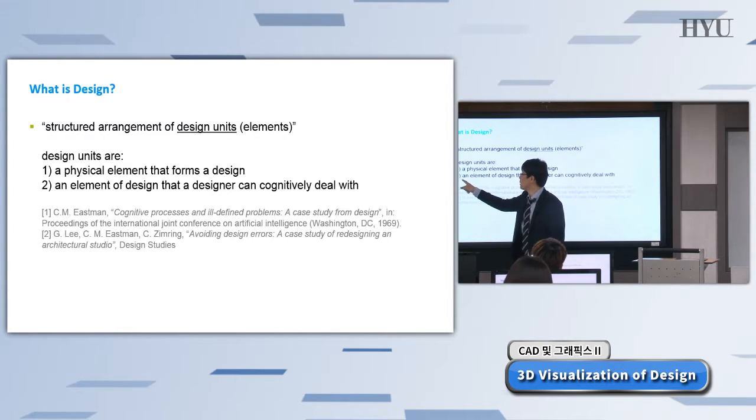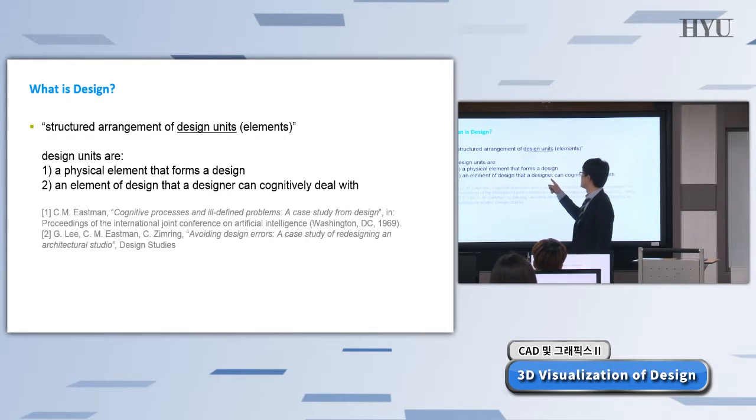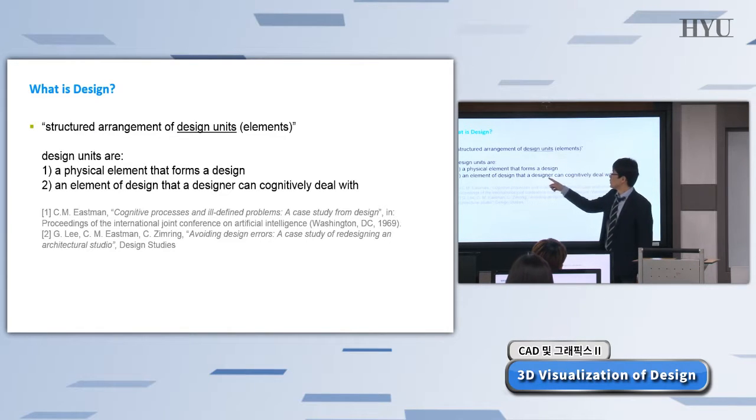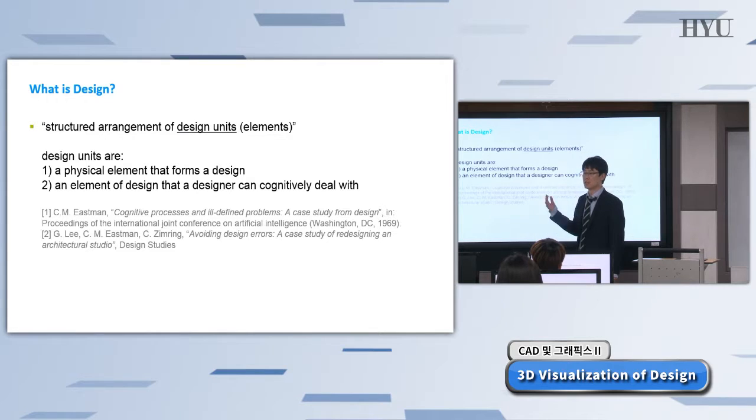But if you have an element of design that a designer can cognitively deal with, that is design concept. For example, your design concept is red and your objects are all in red. Even if the design is not that good, or bad, anyway, the design concept, red color, the image of red, is applied to physical design, okay? That is design, but it's not the end.